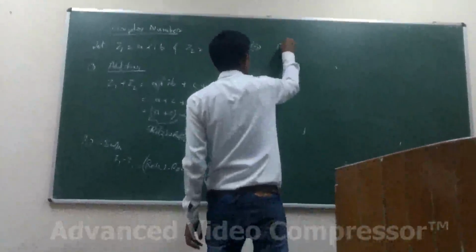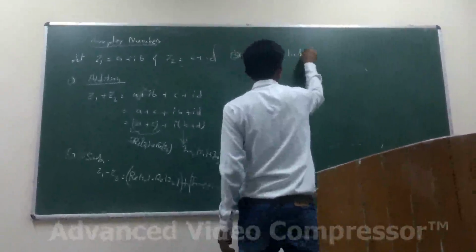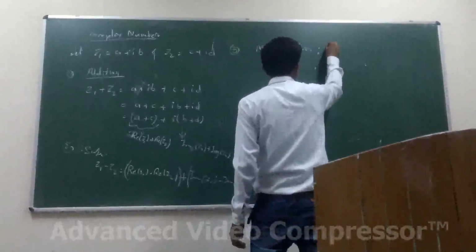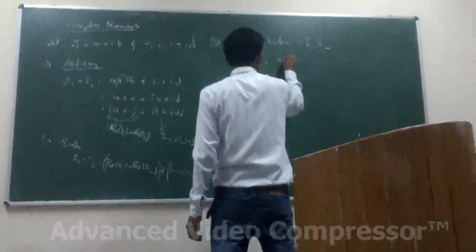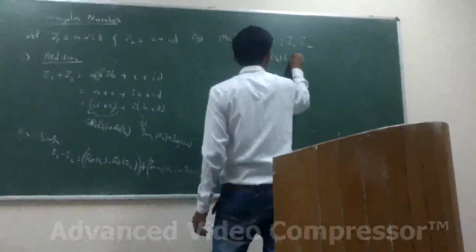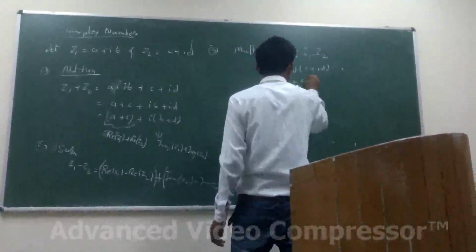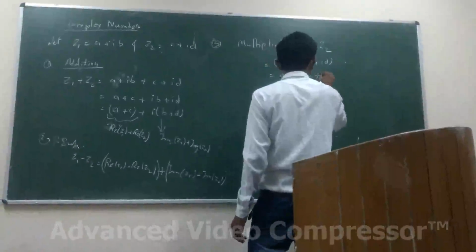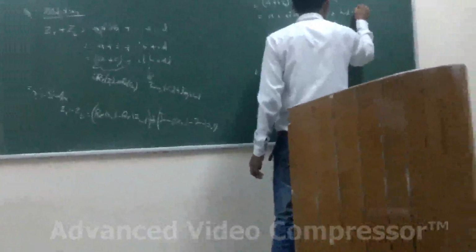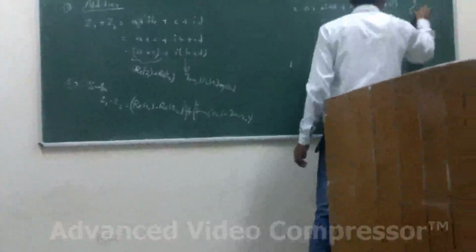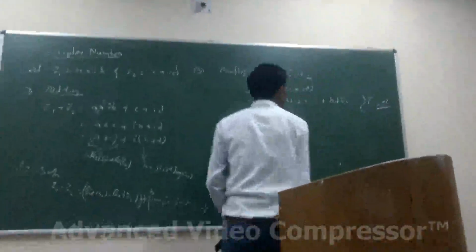Third is multiplication. z1 into z2, where z1 is a plus iota b and z2 is c plus iota d, gives ac plus iota ad plus iota bc plus bd times iota square, and iota square is equal to minus 1.